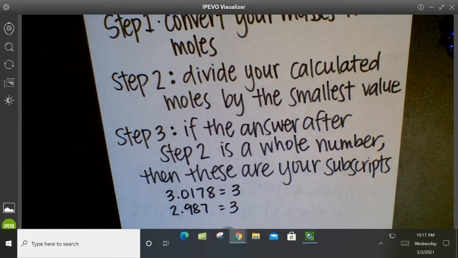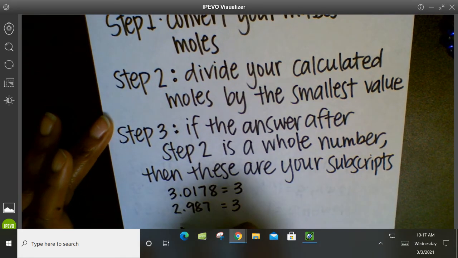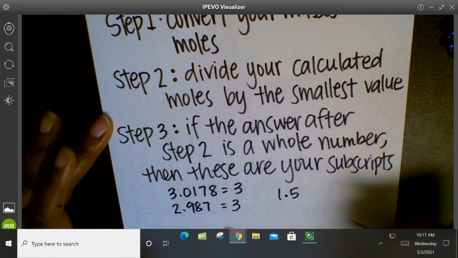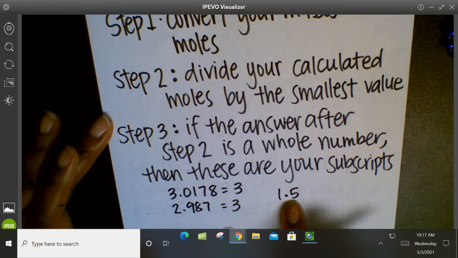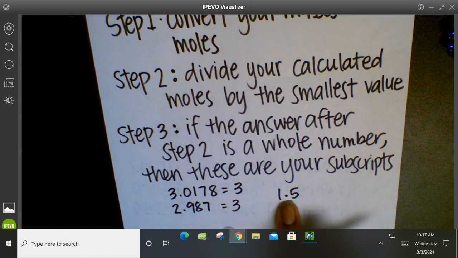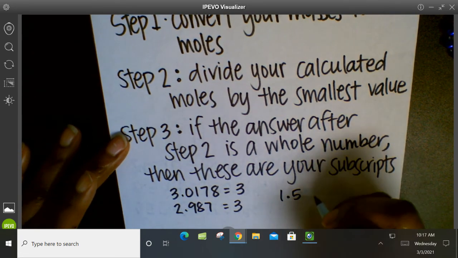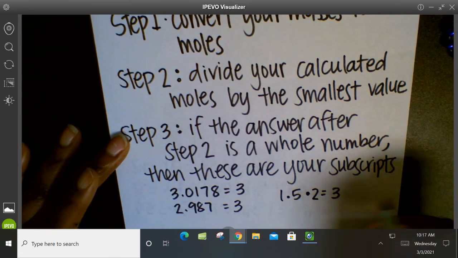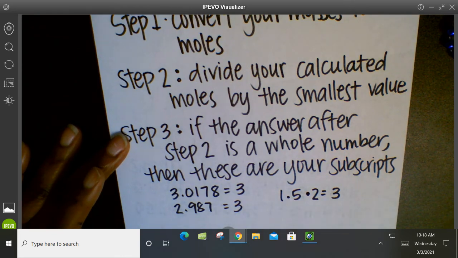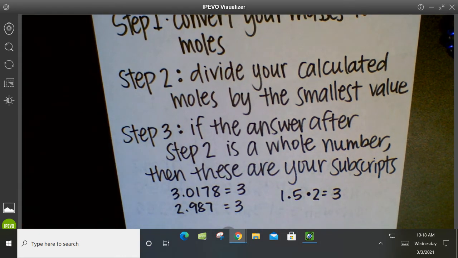Okay. Now, if I'm doing this, that means that there's a possibility that you may not have a whole number. And so if you had 1.5, okay, then you will not round that up to 2, but you will multiply this 1.5 by a number that will turn it into a whole number. So 1.5 times 2 equals 3. And what you do to this, you will have to do to all of the other numbers that you calculate. Now we're going to do some more of these practice problems, but I just wanted to quickly show you how to find empirical formulas from either masses or percentages. All right.